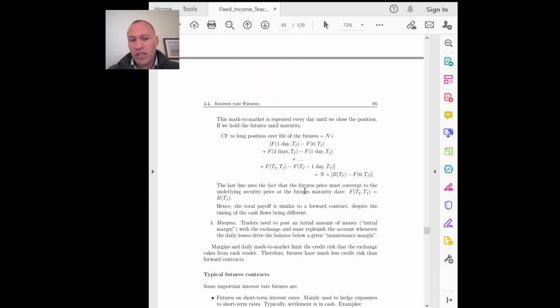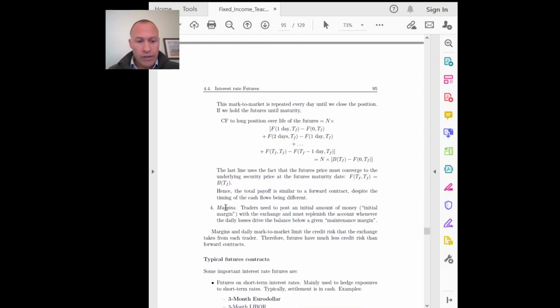Typically in most other markets we just ignore all these intermediate cash flows and say it's exactly like a forward contract. Here, in interest rate futures, we will not be able to totally ignore this. So later on we'll have to come back to this idea and see what effect it has on interest rate futures. A fourth difference is that in futures there are margins that we need to post with the exchange, and this is good in the sense that it reduces the credit risk of the market.